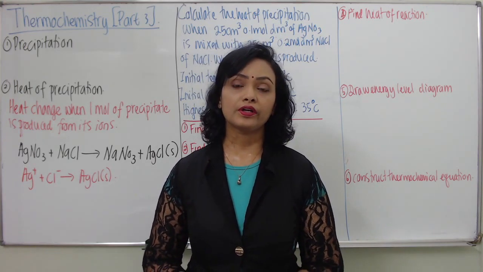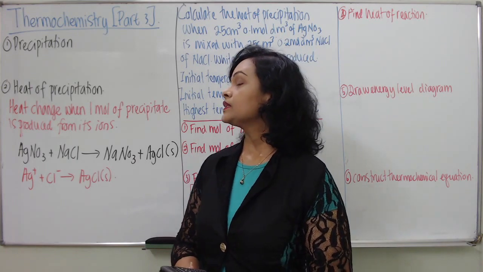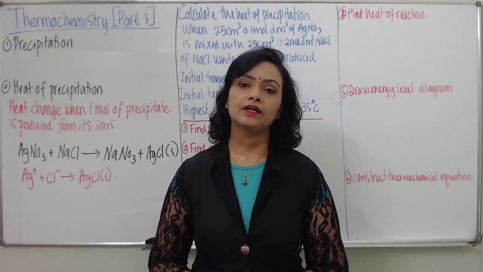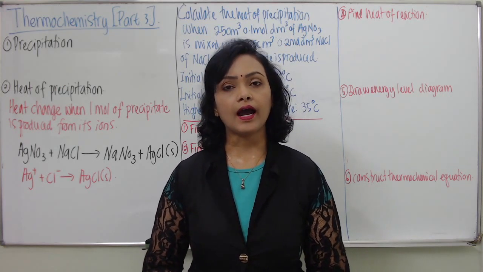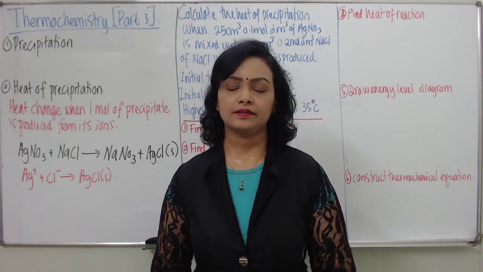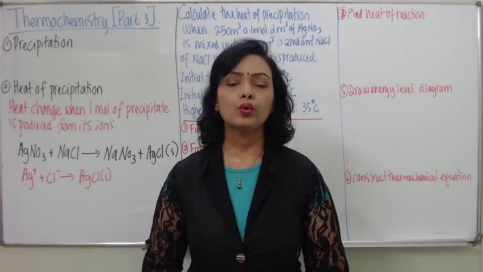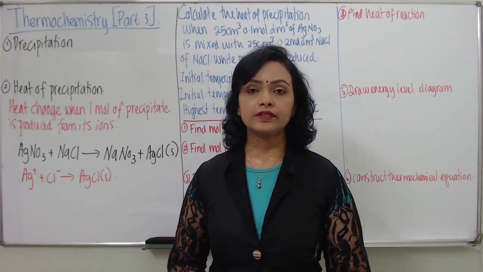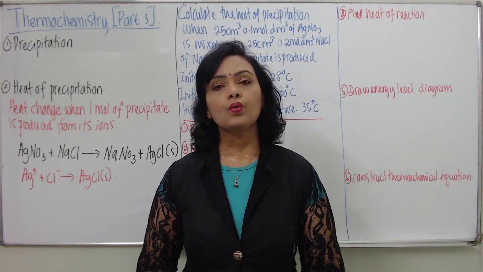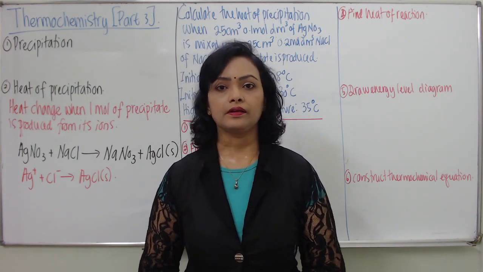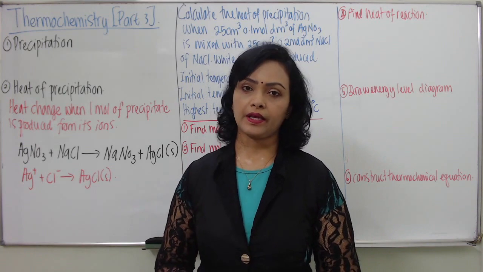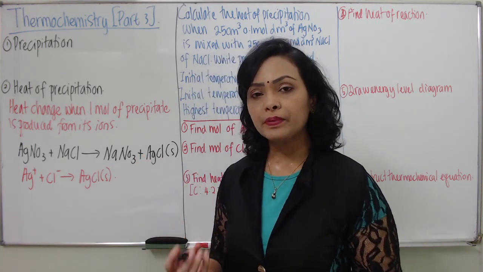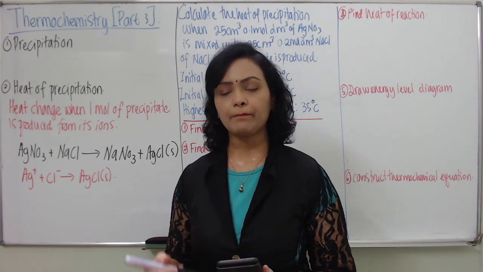Today we are here to continue on our chapter, Thermochemistry Part 3. In this chapter, I am going to discuss and highlight the second type of heat of reaction, which is heat of precipitation. Now, if students can remember correctly, try to explain the meaning of precipitate. So precipitate is the product when the precipitation reaction happens.